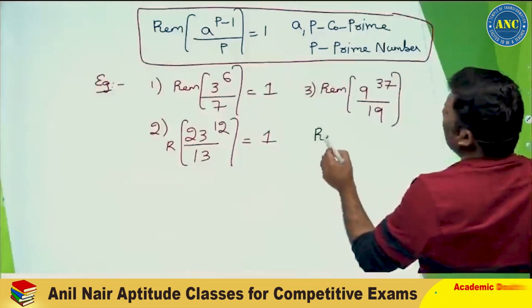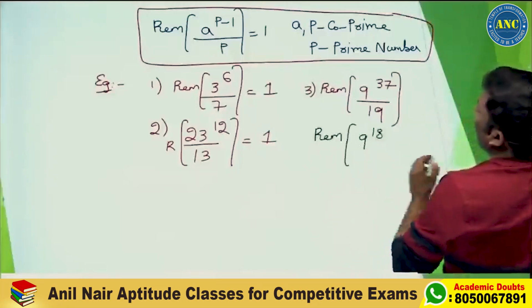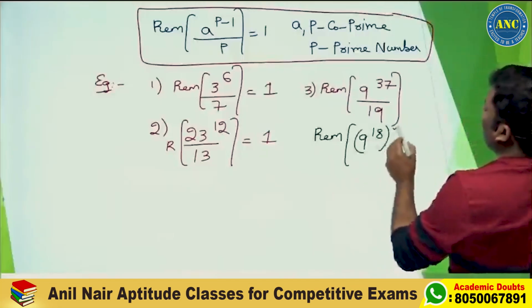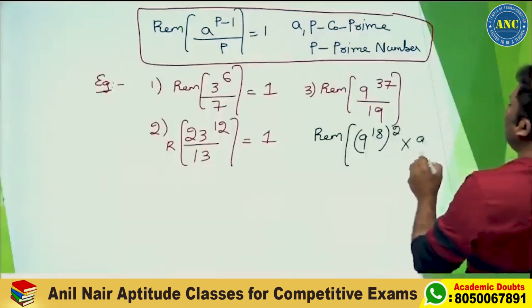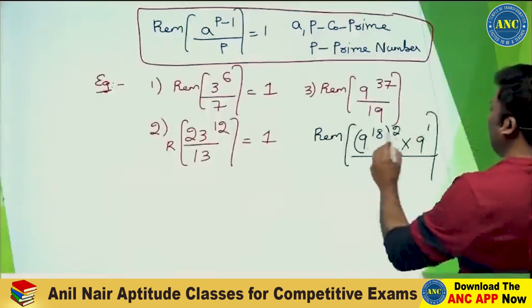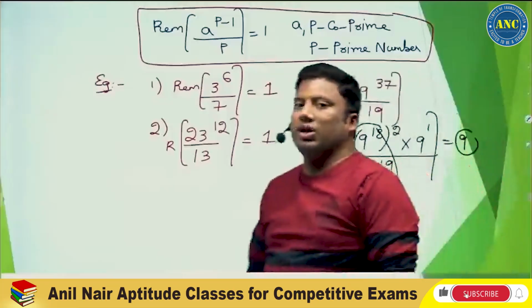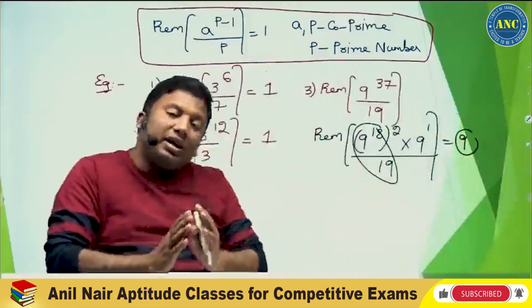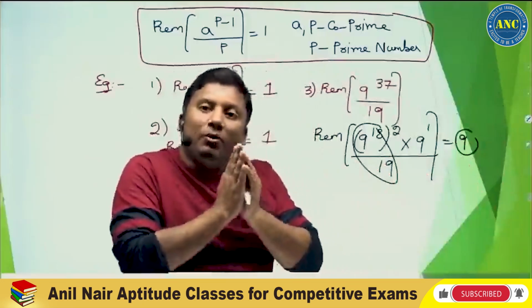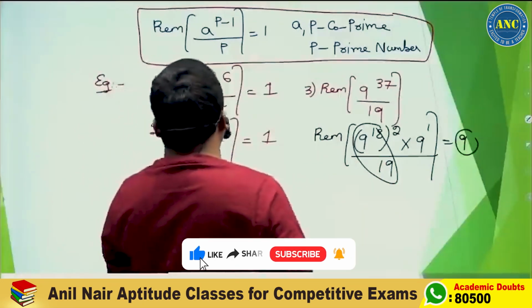If the denominator is 19, 19 minus 1 is 18. 18 twos are 36, remaining 9 power 1 divided by 19. The first part is nothing but 1, and 1 into 9 is nothing but 9. If the denominator is p, the power of the numerator base will be p minus 1.